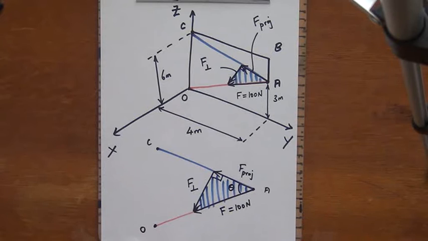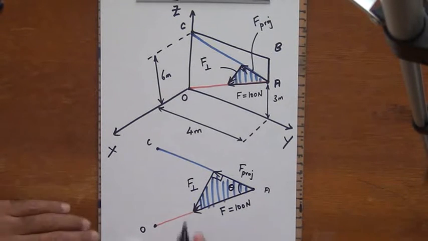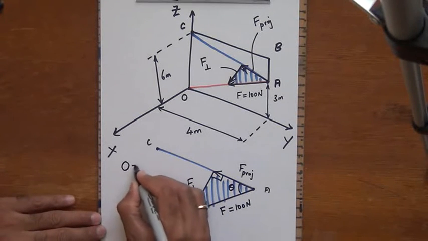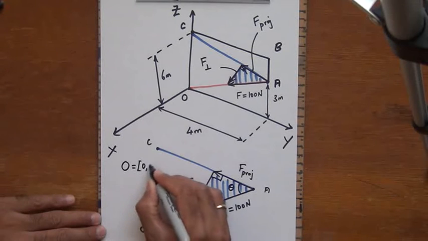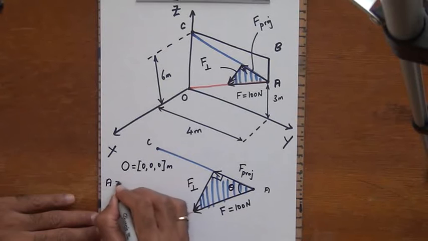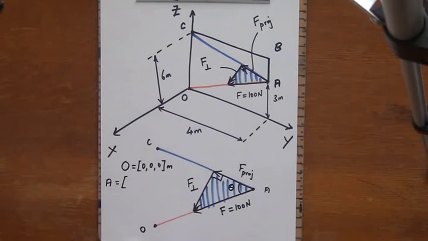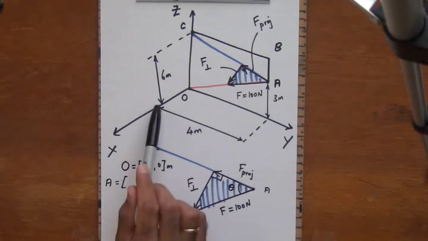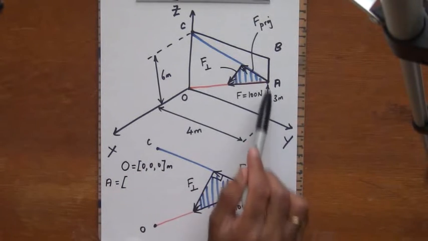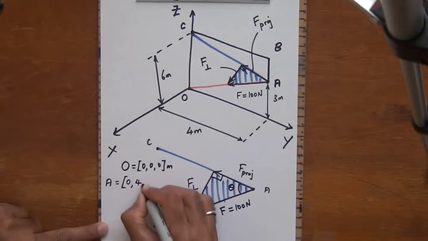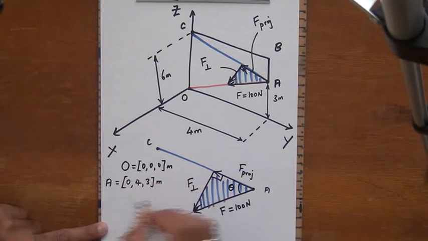I'm going to write out the coordinates of the point A, the point C and the point O, because these are my points of interest. Point O is really easy because it's at the origin, it's 0, 0, 0 meters. Then I look at the coordinates of point A. The point A is on the ZY plane. It's at a distance of 4 meters along the Y axis. It's at a distance of 3 meters along the Z axis. So this is going to be 0, positive 4 and positive 3 meters.